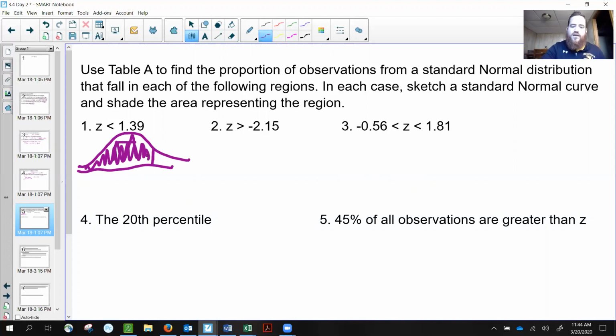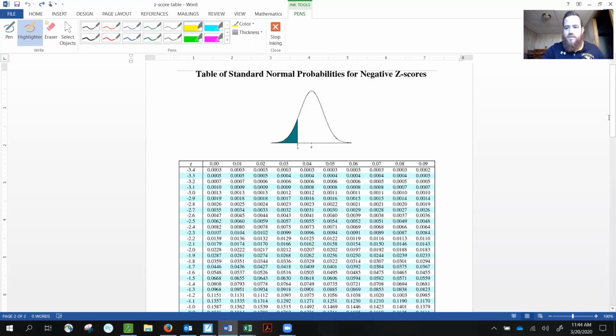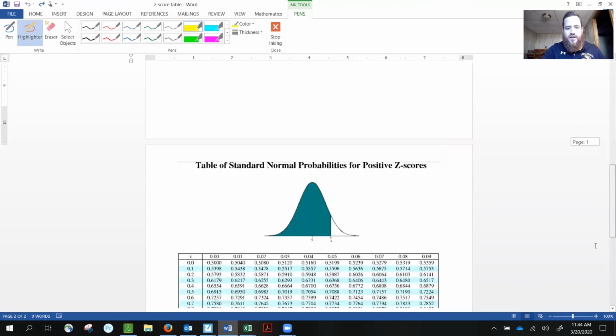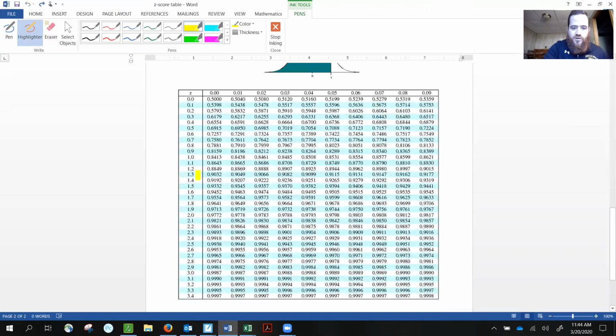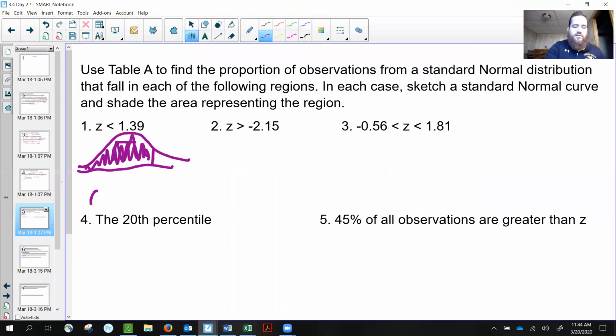So we just go back and look at our table. I'm going to clear the ink here. Positive 1.39. 1.3, 0.9. Where do they meet? Right there. 0.9177. So the area less than 1.39 is 0.9177.